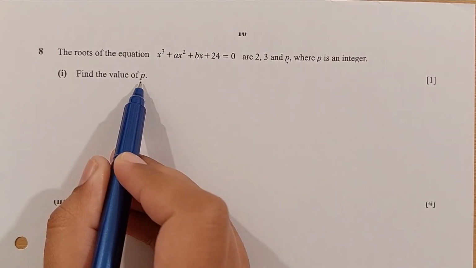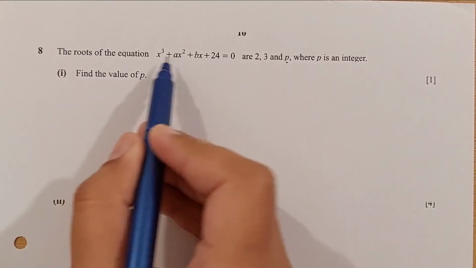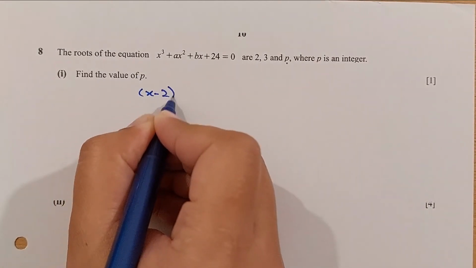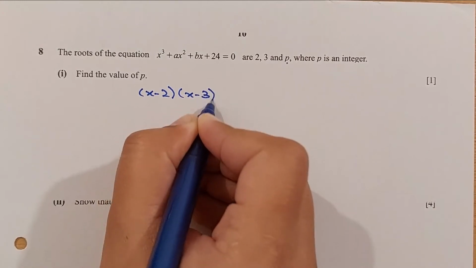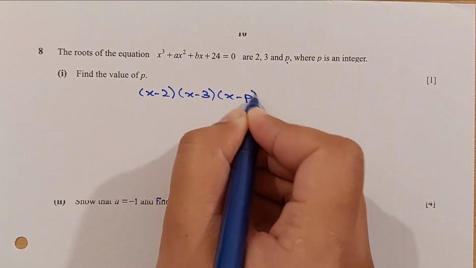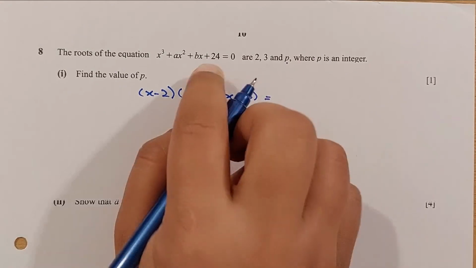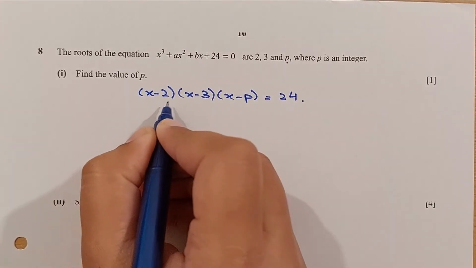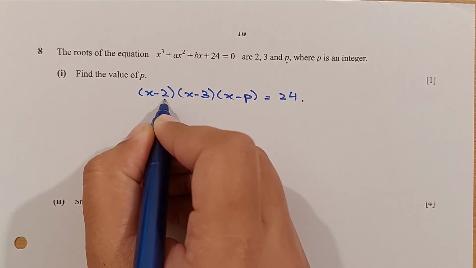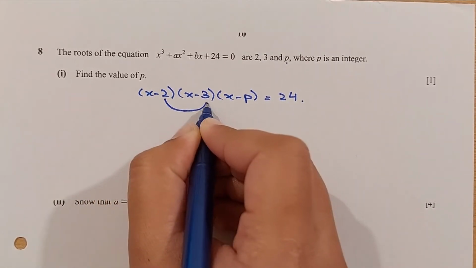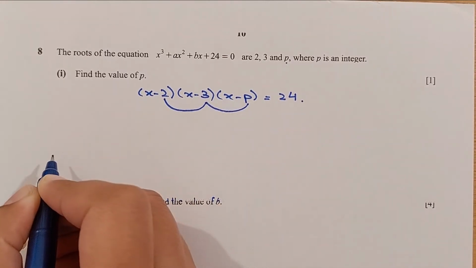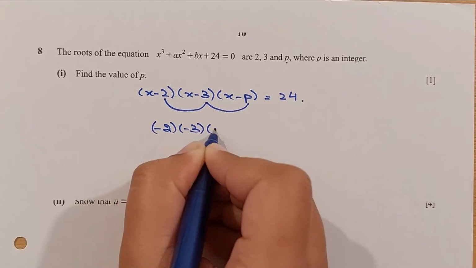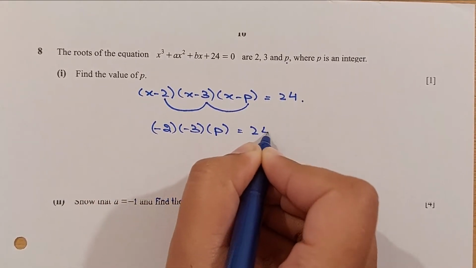Number 1, find the value of p. Okay, so this is a cubic polynomial. It has 3 roots. So the first root is x minus 2, the other is x minus 3, and the third is x minus p. So the product of these 3 roots is equal to the constant term, which is 24, right? So we can say that the product of minus 2, minus 3 and minus p is equal to 24.